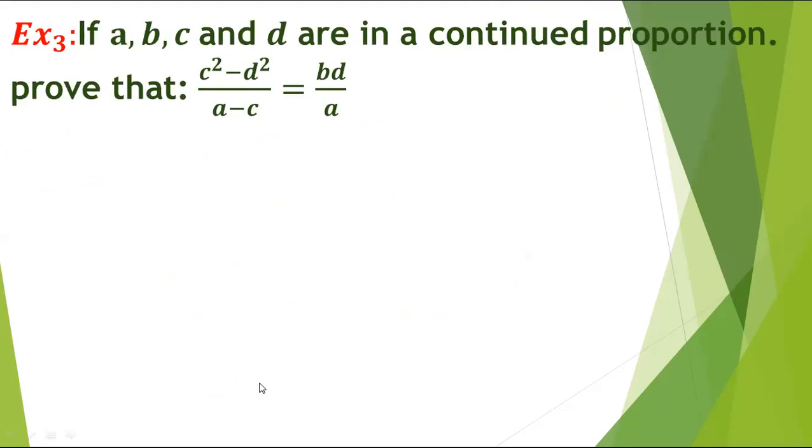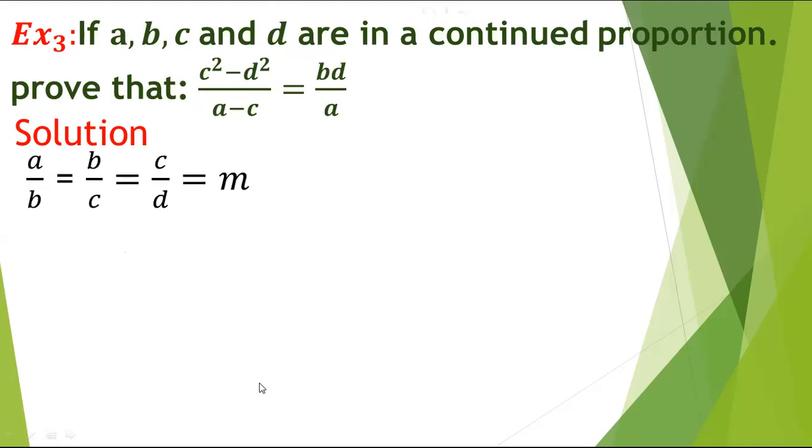Example 3. If A, B, C, and D are in continued proportion, we have here 4 quantities. Prove that C power 2 minus D power 2 over A minus C equals B, D divided by A. Where is the key? Write A over B equals B over C equals C over D equals M.